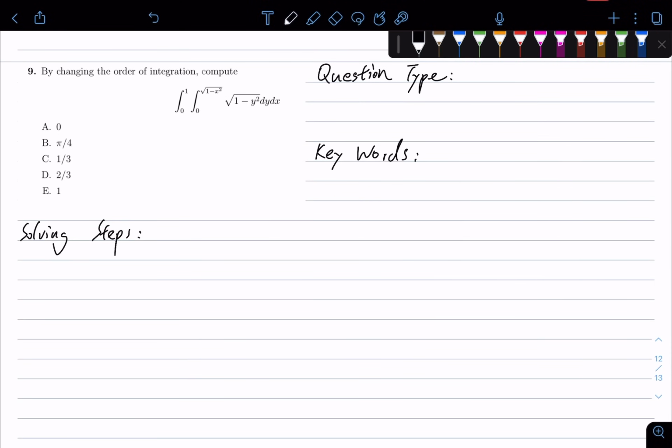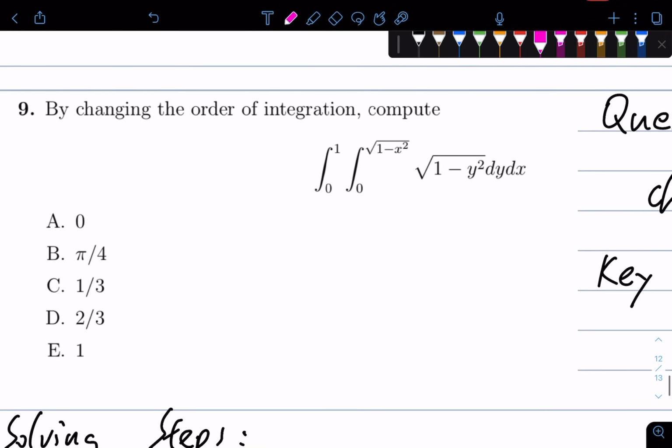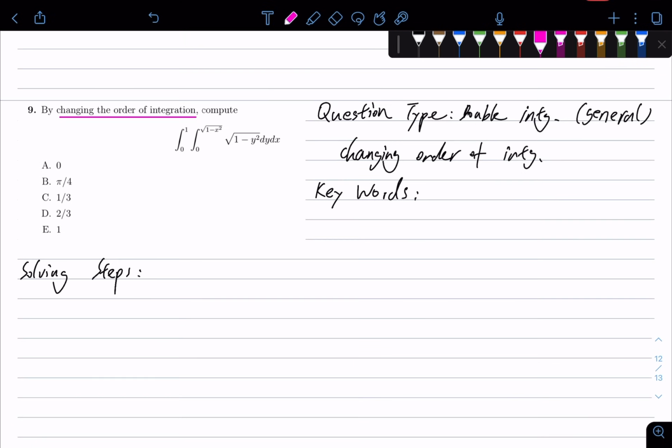Question number 9. By changing the order of integration, compute the following integral. Right, so this is obviously a double integral in general regions problem, and particularly it is the changing of order of integration problem. The keyword is very simple, right? Changing the order of integration.